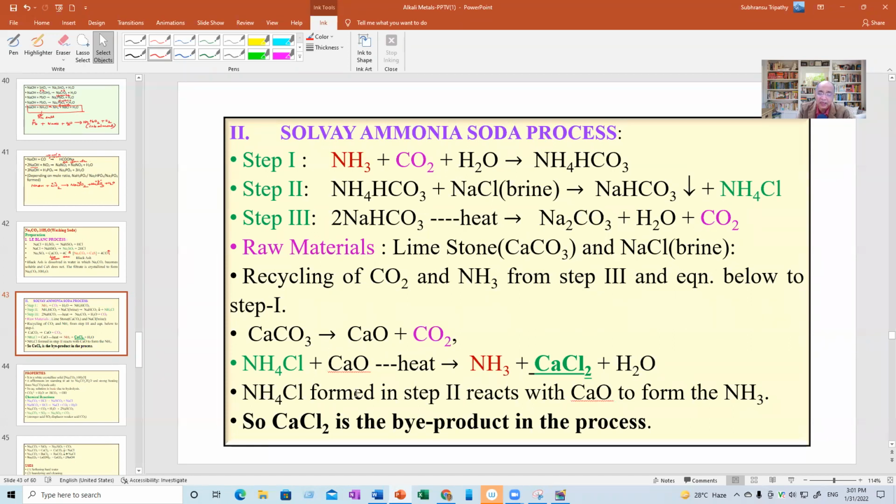to react with calcium oxide. Calcium oxide comes from the decomposition of limestone. So limestone plays two parts. It provides carbon dioxide to the first step, and also the quicklime, which will react with ammonium chloride formed in the second step to produce ammonia. This ammonia is recycled to the first step. That is why ammonia is not a continuous requirement. The continuous requirement is limestone.